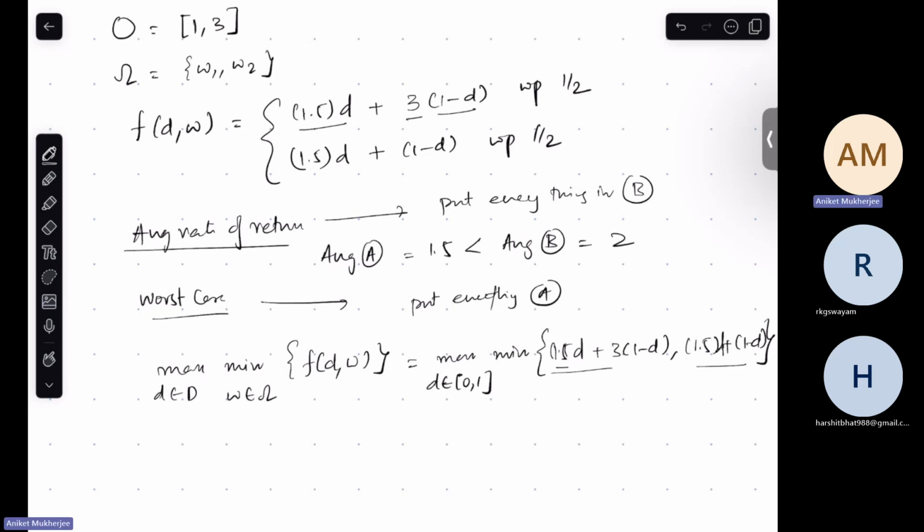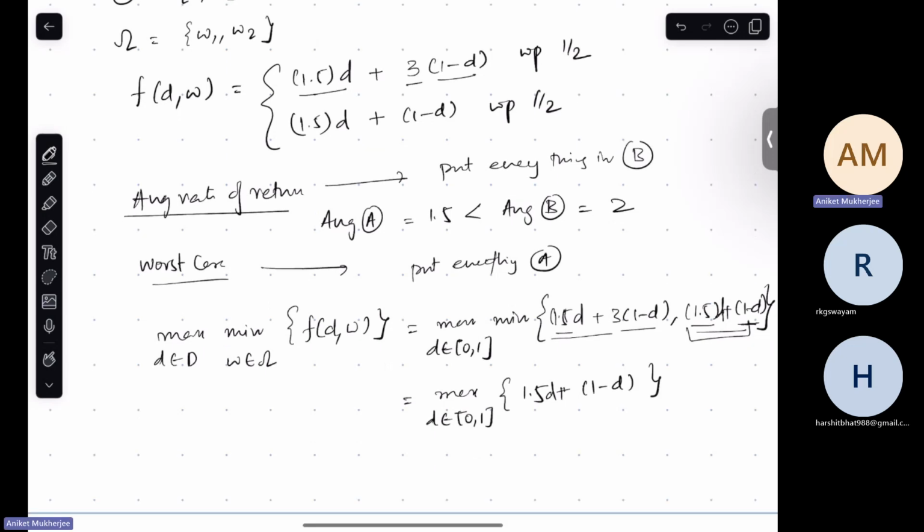1.5D is the same. 3 into 1 minus D, 1 into 1 minus D. 1 into 1 minus D would always be the minimum. So now you're maximizing D belongs to 0, comma 1 such that 1.5 D plus 1 minus D, which is basically maximizing D belongs to 0, comma 1, 1 plus 0.5 D. This is a linear equation in D, and maximizing this is basically saying that your optimal D star is 1. If you have anything less than 1, this would be less.